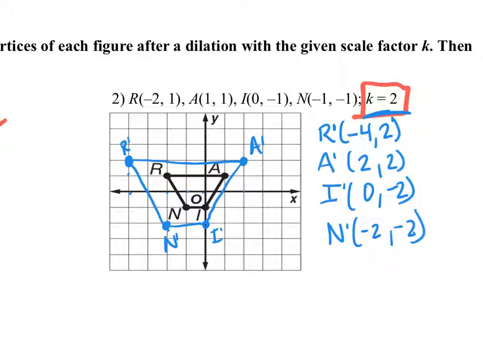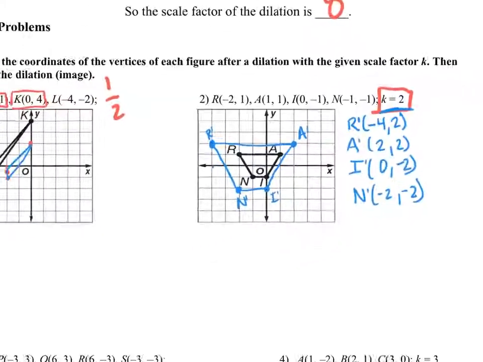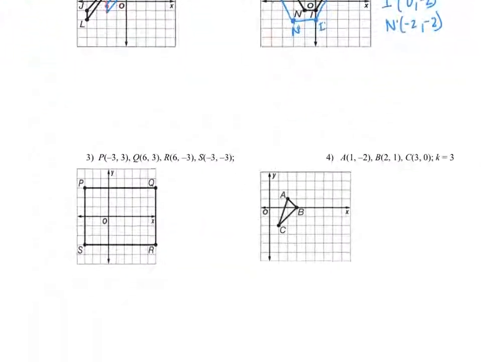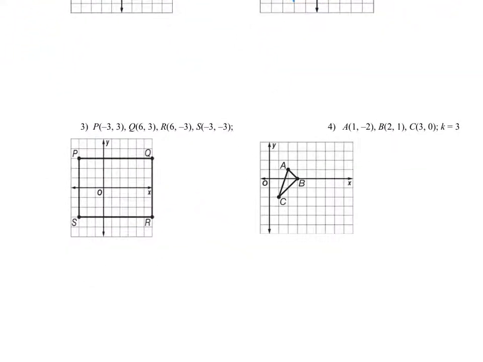Sometimes it's going to be smaller. If it's anything less than 1, it's smaller. If it's anything greater than 1, it's going to be bigger. Okay? So everybody see where we're headed with that. I want you to try the next 2 on your own.